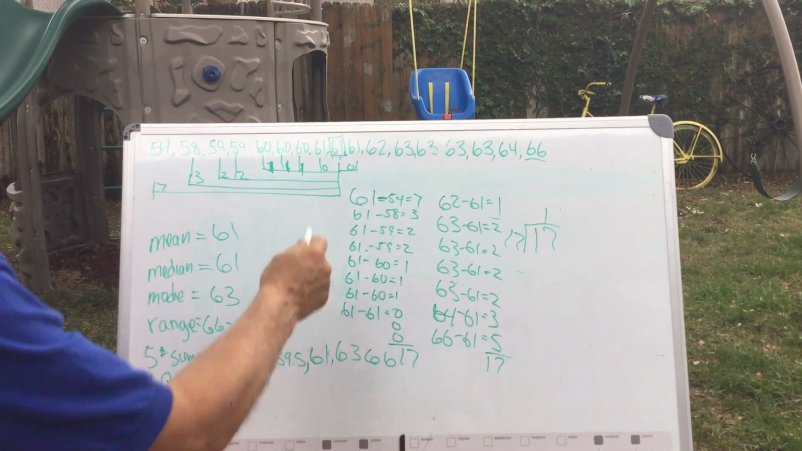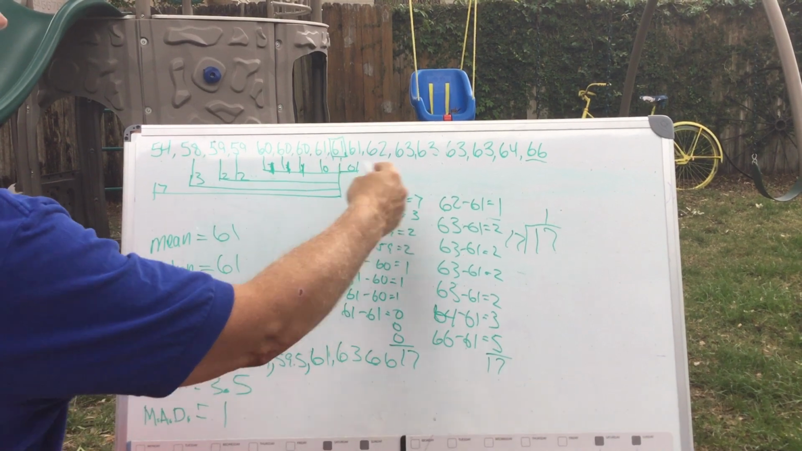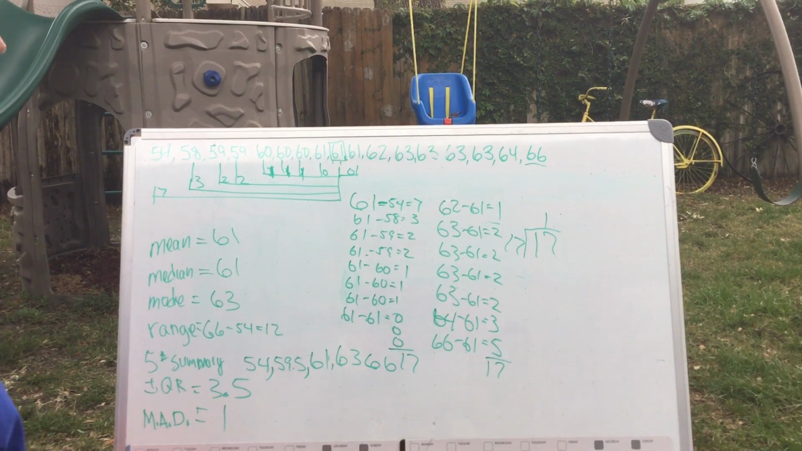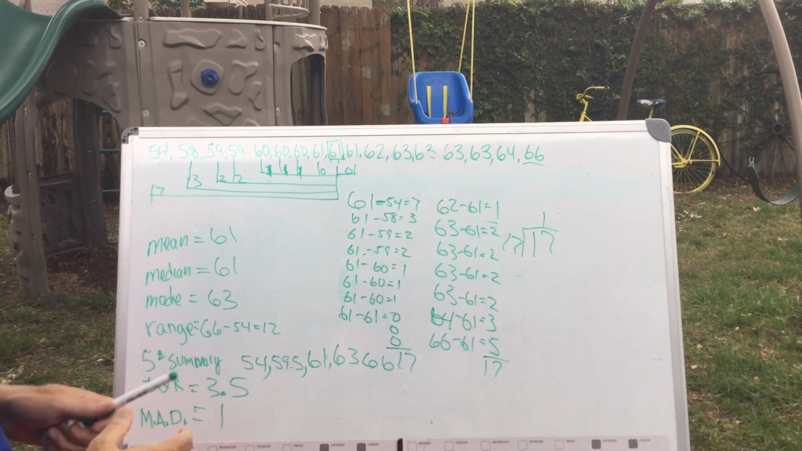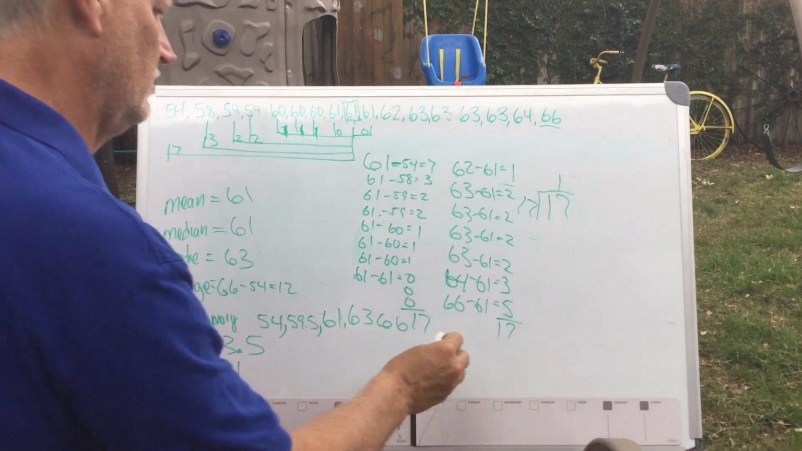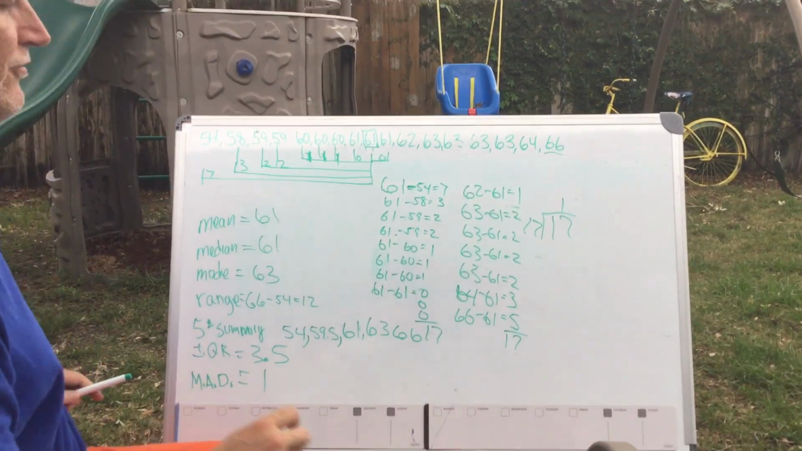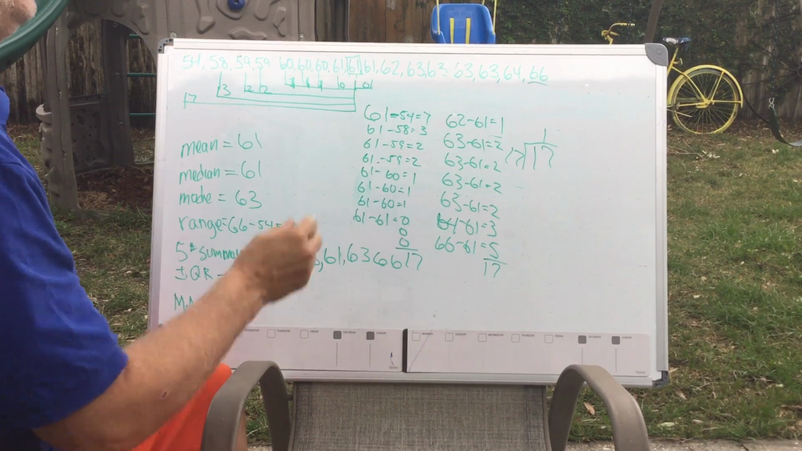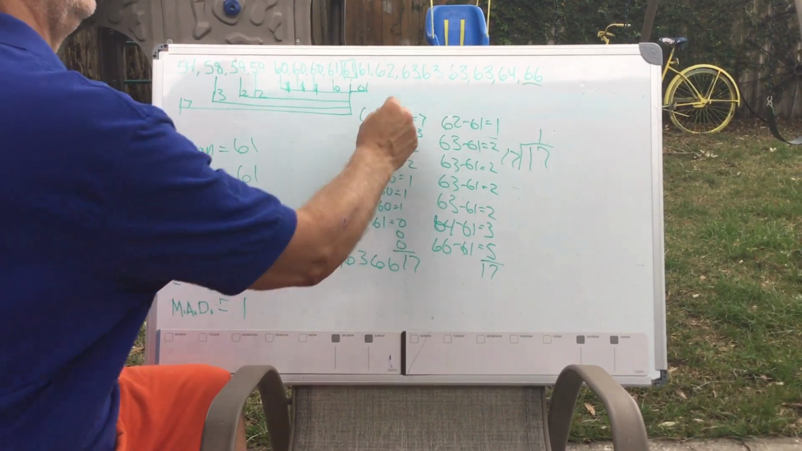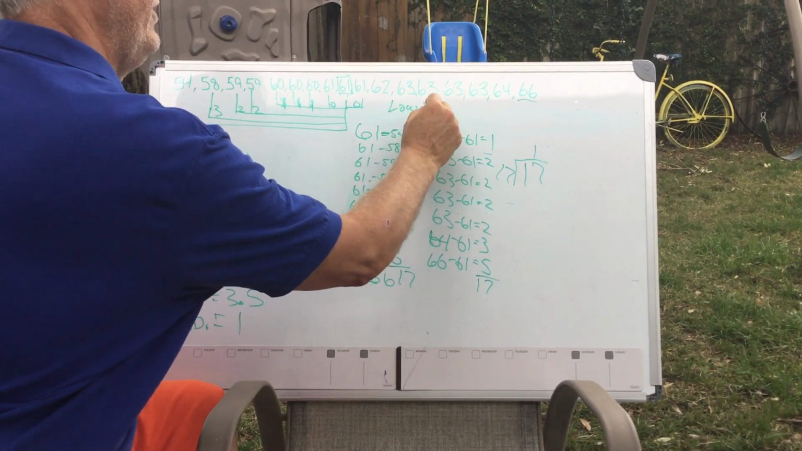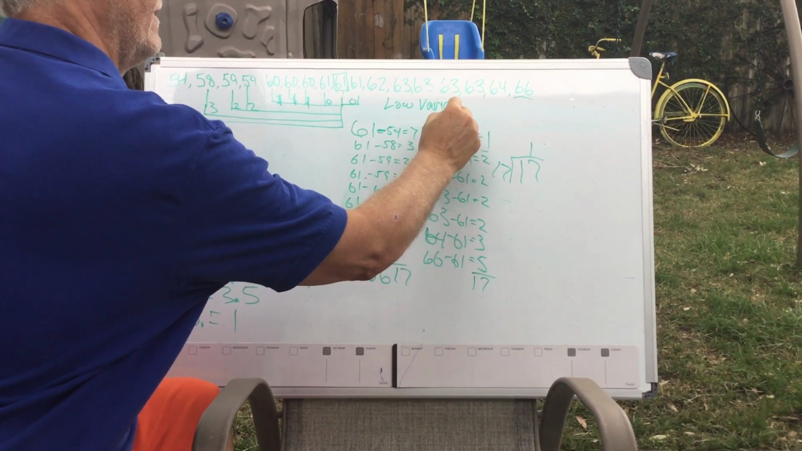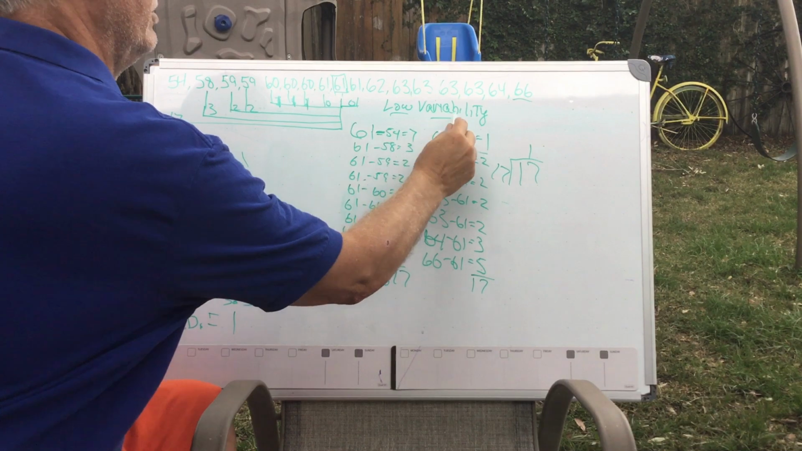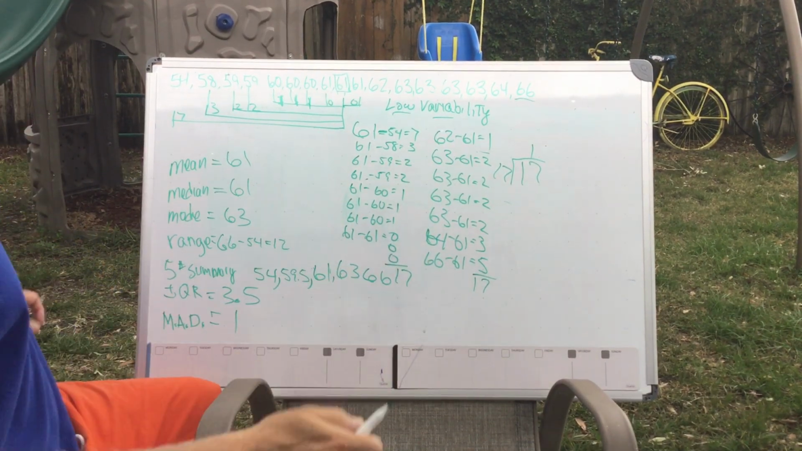So that means that the average distance of all of these numbers from the mean is 1 unit. Ladies and gentlemen, that means, just very quickly, I'll leave that there for just a second. Basically what this means is that this data set has low variability. That means our data is pretty close together.